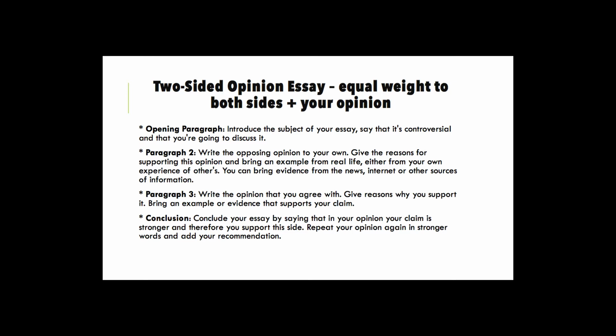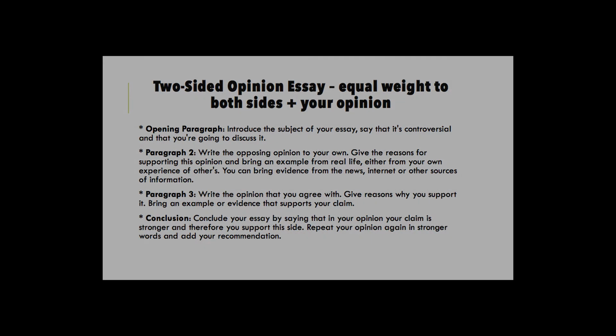Paragraph 3. Write the opinion that you agree with. Give reasons why you support it. Bring an example or evidence that supports your claim. And finally, the conclusion. Conclude your essay by saying that in your opinion, your claim is stronger and therefore you support this side. Repeat your opinion again in stronger words and add your recommendation.